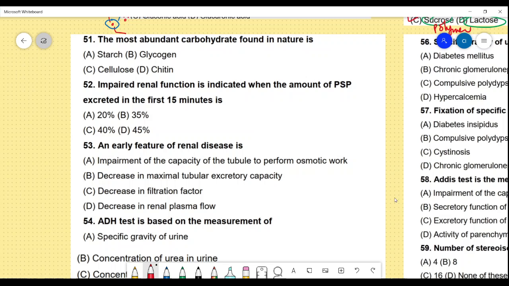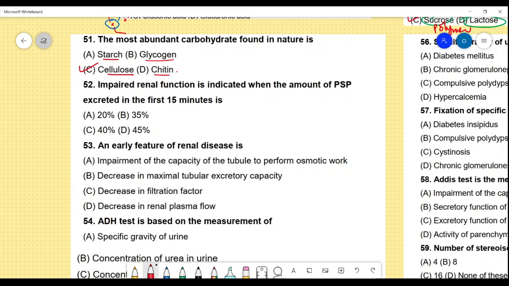The most abundant carbohydrate found in nature is: you will say it is starch, but it is not. Glycogen is also not. Chitin is also not. Glycogen is abundant in human beings, but cellulose is the most. You can see cellulose in the form of paper, cloth, cardboard, and wood. So you have more abundant carbohydrate in the form of cellulose.